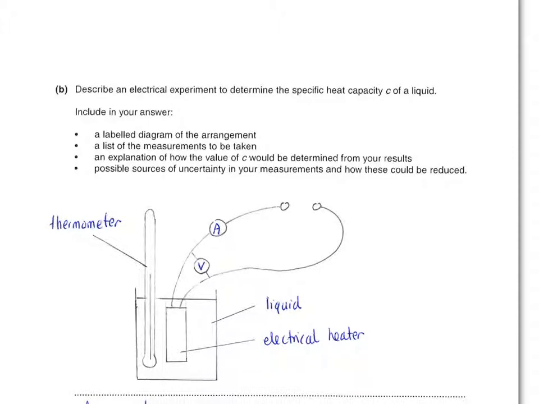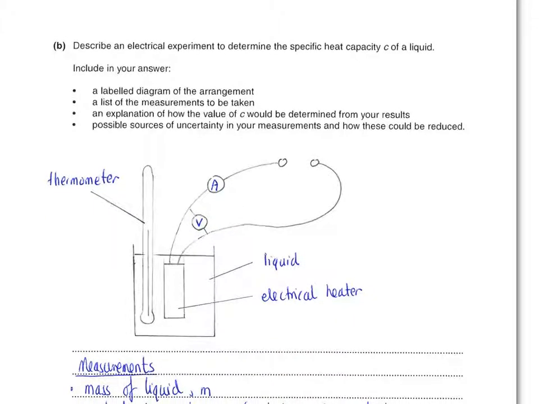Moving on to part B. Describe an electrical experiment to determine the specific heat capacity of a liquid. Now you've done this experiment for a solid, and it's exactly the same. There are just a few little details that are worth picking up on.